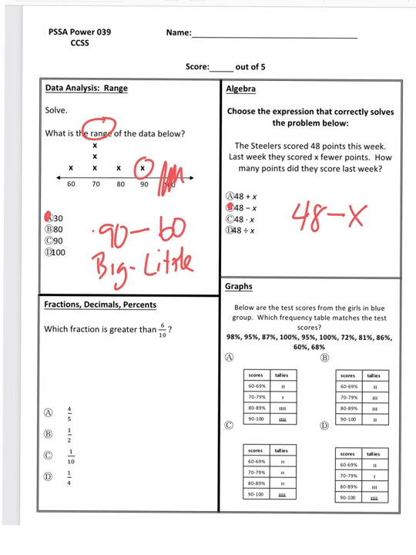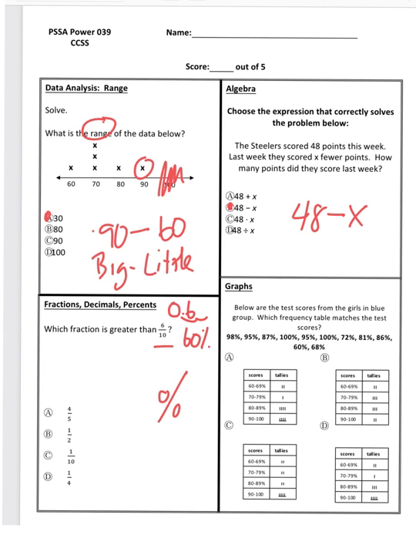For the next one, which fraction is greater than 6/10? Your job is to change all of these fractions to percents, because if they're all percents, it is going to be much easier to figure out. So we're going to start with 6/10. If you do 6 divided by 10 on your calculator, you get the decimal 0.6. If you move the decimal, you get 60%.